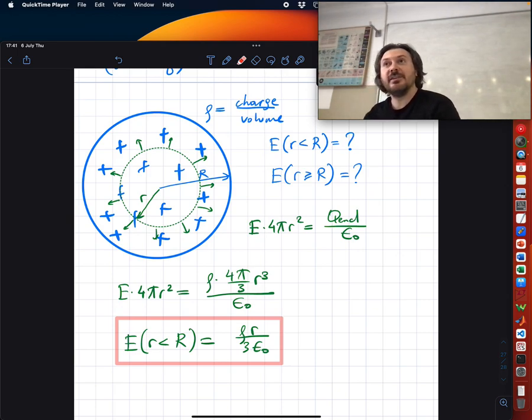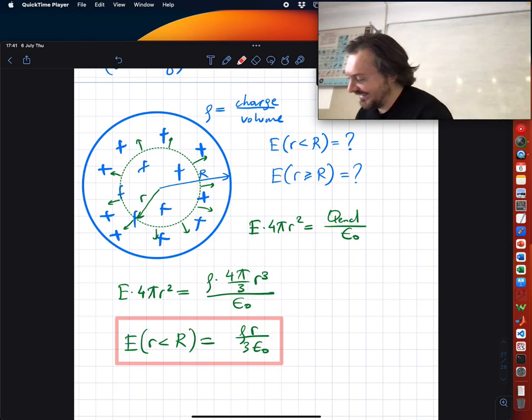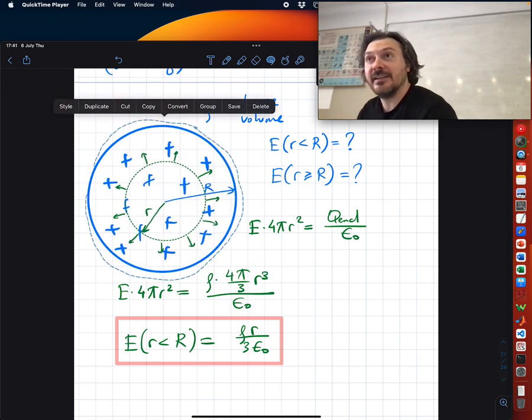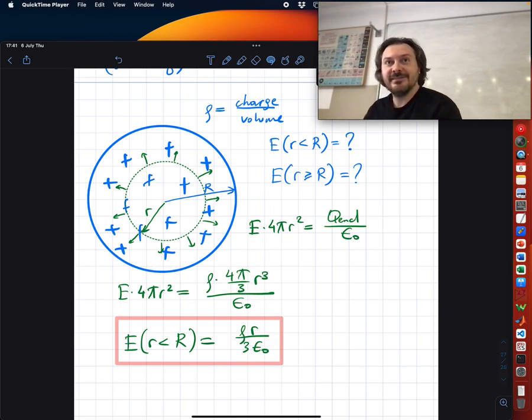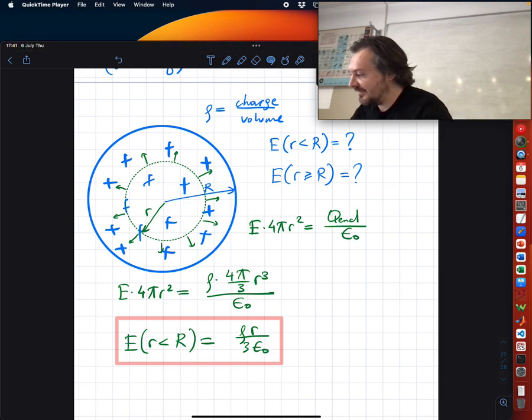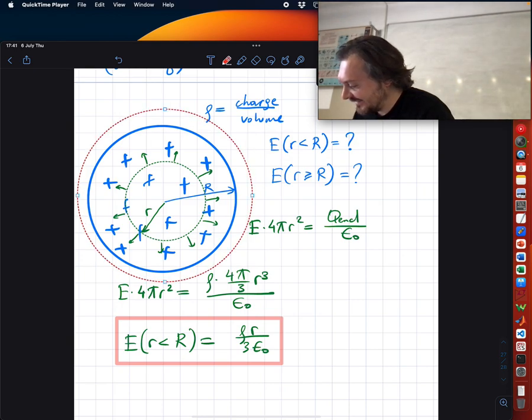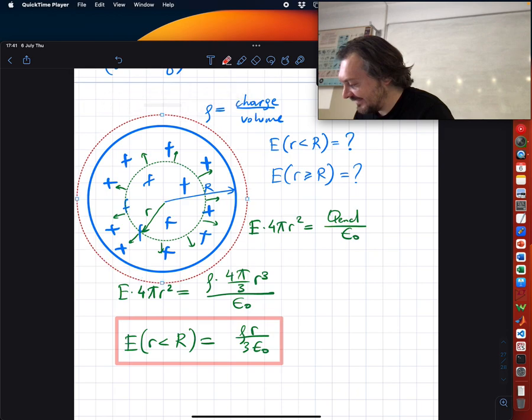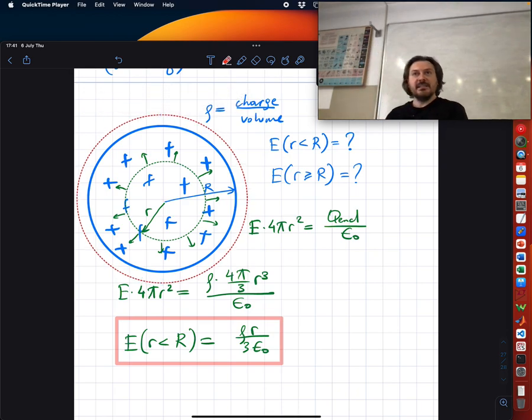If you think that the class is over, it's not, because we started 10 minutes late, so we have another 10 minutes. Do you want to leave early? We can stop here if you want, if you can't take it anymore. Let's find the electric field outside and go home.